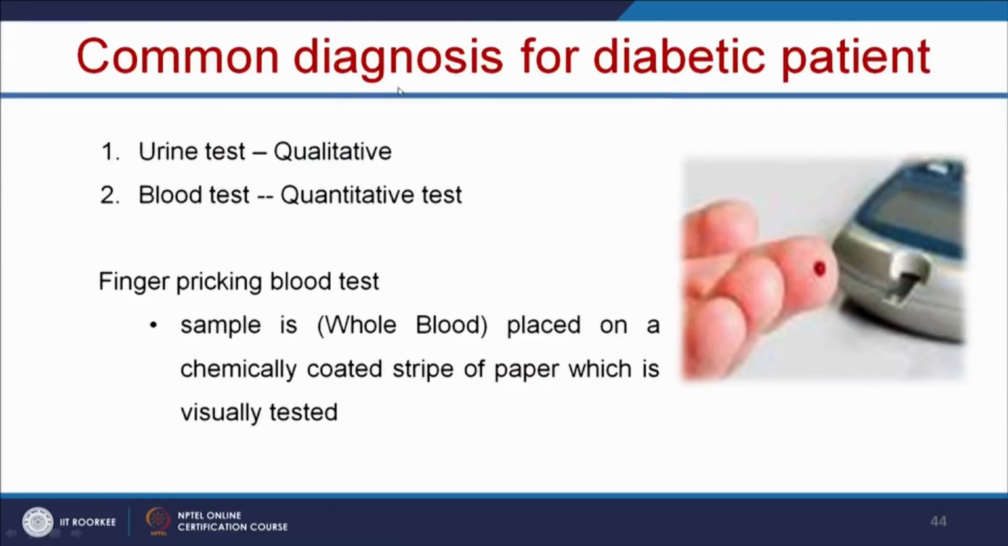So, the common diagnosis for a diabetic patient is a urine test or blood test. The urine test will give qualitative results, and the blood test will give you quantitative results, and this blood test can be done by the fingerprinting method. Here the sample is whole blood, placed on a chemically coated strip of paper, which can be visually tested. But the major drawback is we have to prick our fingers every day to measure the glucose level. It is a little bit of a painful situation for patients with diabetes.